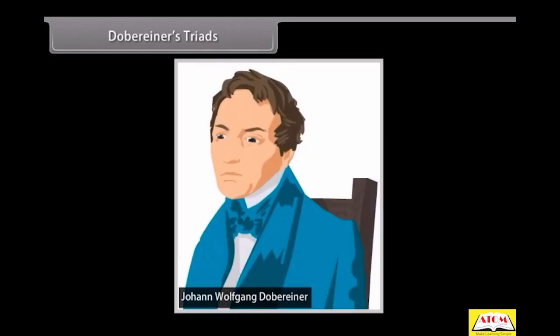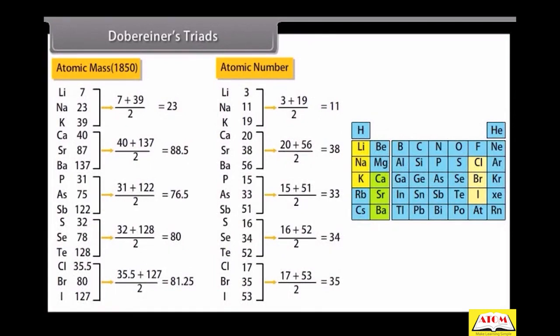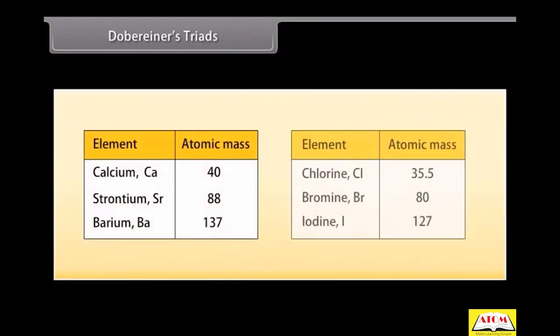Dobereiner's triads. In 1829, Dobereiner, a German scientist, made groups of 3 elements, each based on their properties. He named them triads. He observed that the atomic mass of the middle element of a triad was equal to the arithmetic mean of the atomic masses of the other 2 elements. For example, in a triad of calcium, Ca 40, strontium, Sr 88, and barium, Ba 137, the mean of the atomic masses of the first and third elements is equal to the atomic mass of the second element. That is, (40 plus 137) upon 2, which is 88 u.